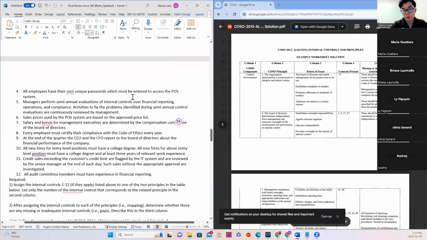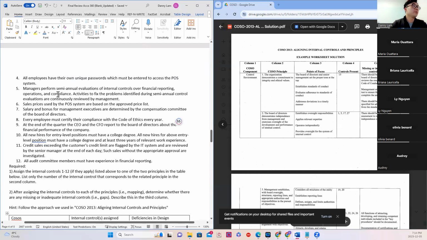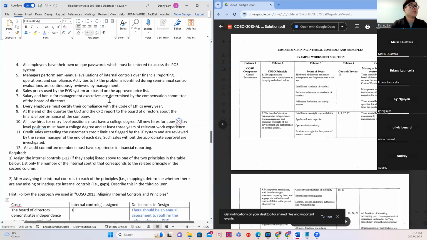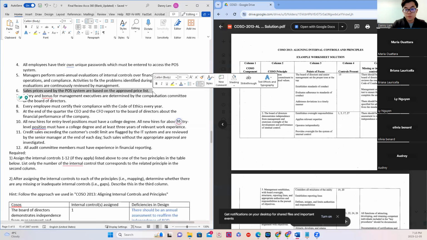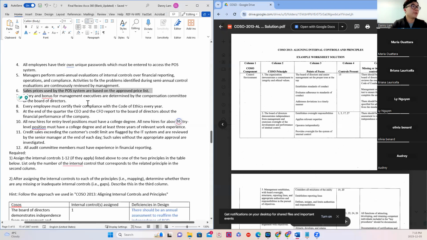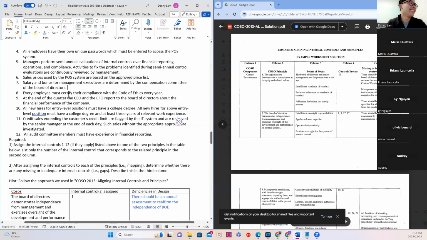All employees have their own unique passwords. Yes or no? No. Perfect. 5, managers perform semi-annual evaluations. Yes or no? No. Perfect. 6. Yes or no? No. Perfect. Thank you, Brianna, again. 7, salary and bonus for management executives are determined by the compensation committee of the board of directors. Yes or no? Yes. Brianna says yes. Good.